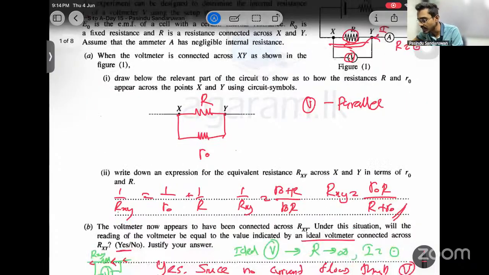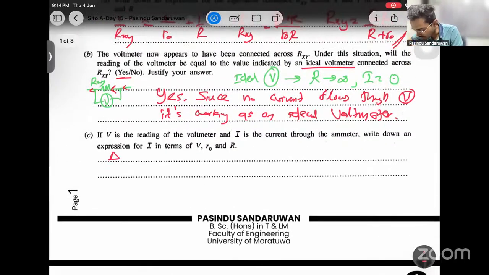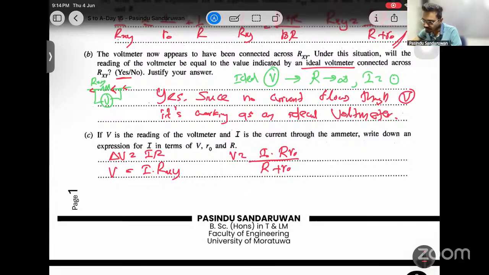Then apply delta V equals IR. Delta V is V of the voltmeter, I is I, and R is RXY. RXY is already simplified. Plug that here. Then V equals I times RXY, which was R0 over capital R plus R0. That is the expression. V equals I R0 over R plus R0.